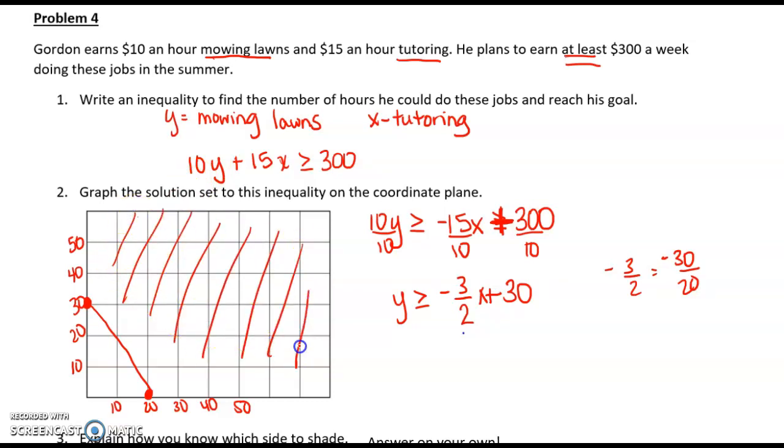How did I know how to shade up? Give you a second, think about it. How did I know I was shading up? Okay, well, because of that greater than sign, I know that if I am a greater than, then I'm shading above the line.